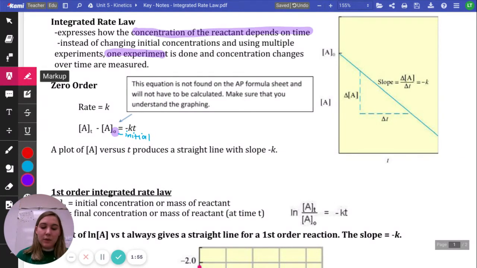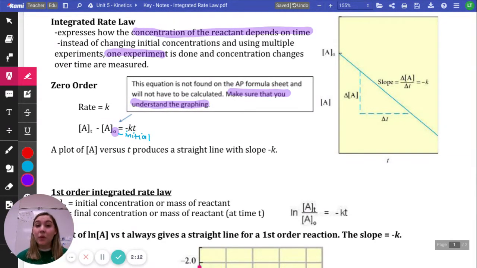Now, this formula is not tested on the AP exam, but it is important that you understand the graphing for 0 order reactions. So you don't need to understand the formula. We're giving it to you so you know what it is, but you need to understand the graphing.